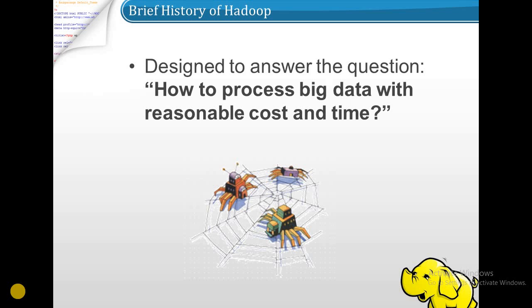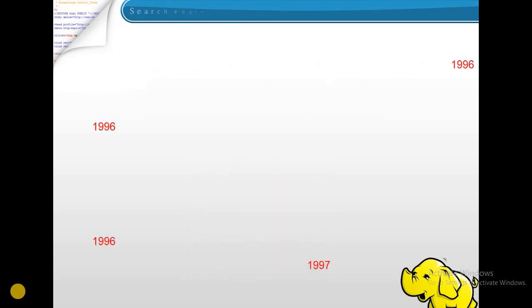Hadoop is an Apache open source framework written in Java that allows distributed processing of large data sets across clusters of computers using simple programming models. The Hadoop framework application works in an environment that provides distributed storage and computation across clusters of computers. Hadoop is designed to scale up from a single server to thousands of machines, each offering local computation and storage.